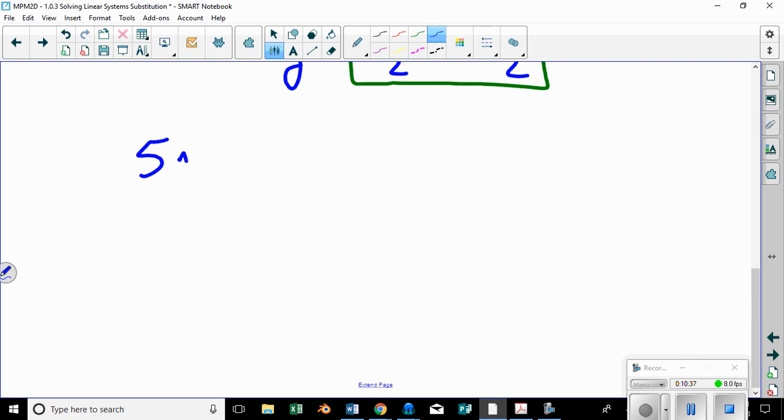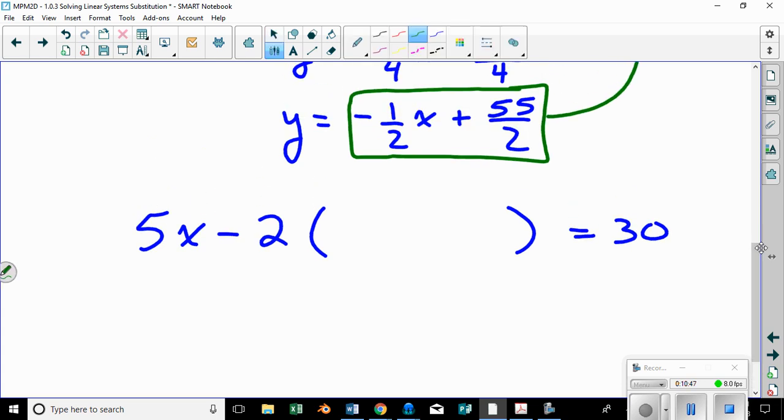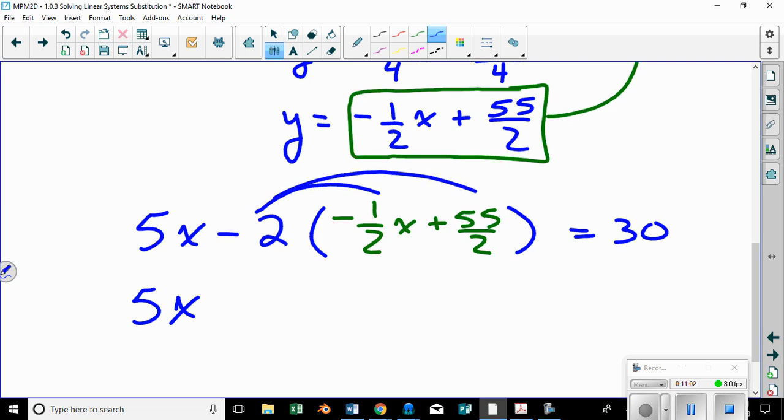So 5x minus 2y equals 30. And I'm going to substitute the y value that we just got, negative 1/2 x plus 55 over 2, into that bracket. And in this case, it makes things quite nice because we're multiplying a negative 2 into the bracket through distributivity. Well, that negative 2 is going to cancel out the denominators of 2 that are inside of that bracket in this case. That doesn't always happen. Sometimes you get ugly fractions, but here it does work.